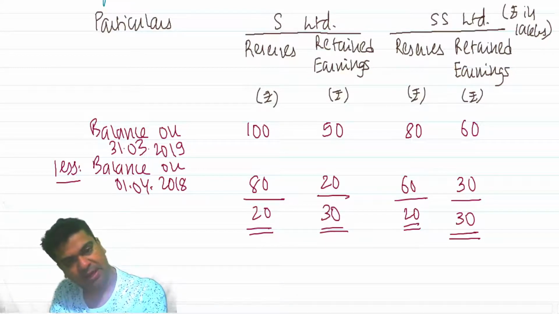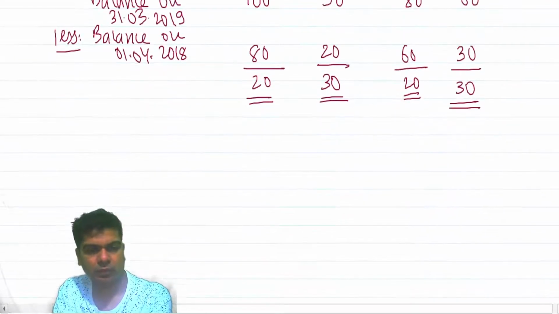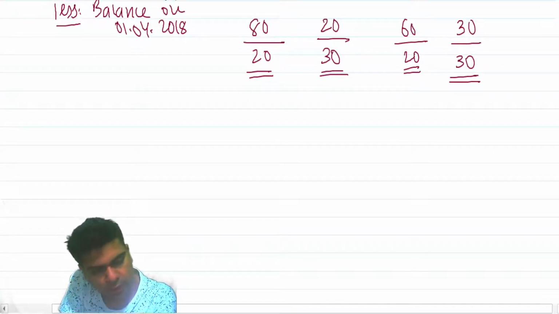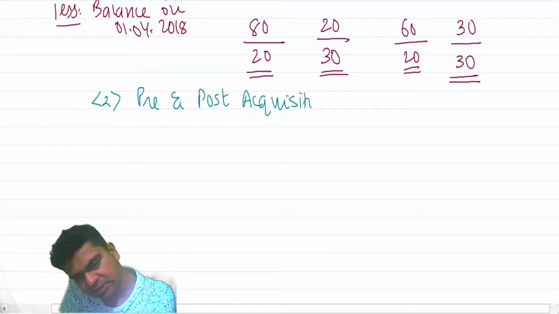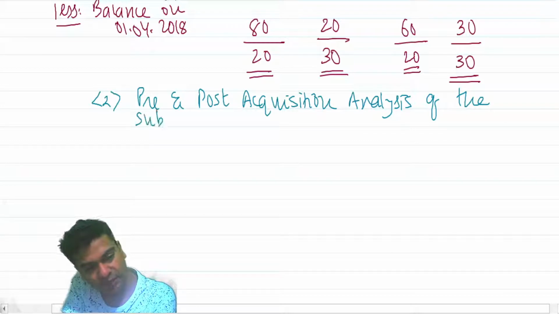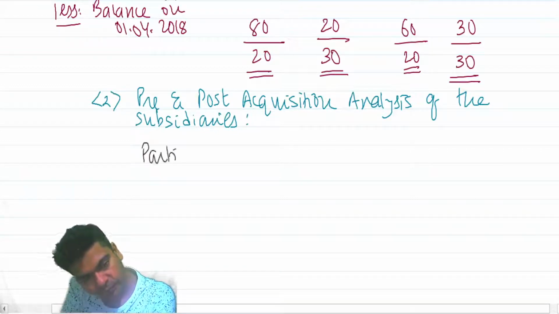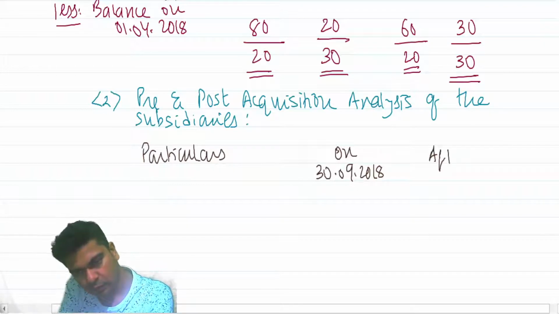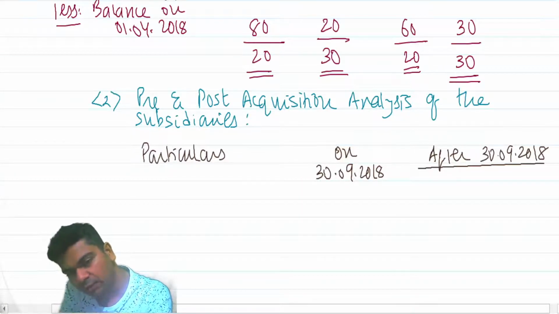Time for the pre and post acquisition analysis now. Our second working note, pre and post acquisition analysis of the subsidiaries. Prepare a format for the same. Our acquisition date is 30th September 2018. Profits and reserves on 30th September 2018 shall be pre-acquisition. After that, post-acquisition.